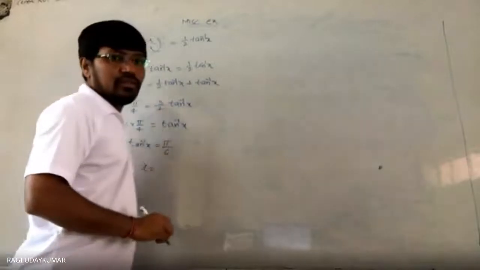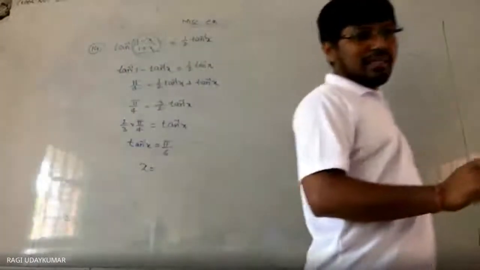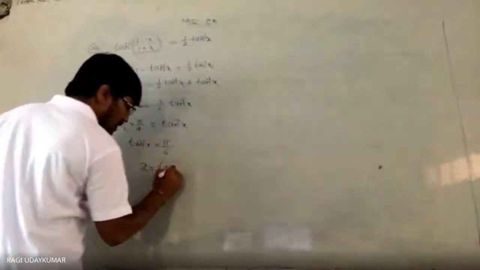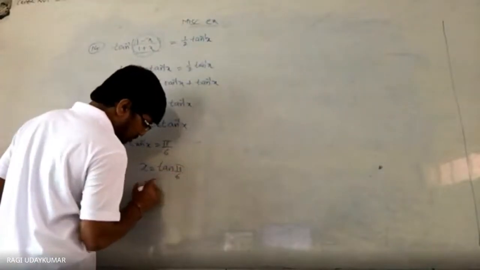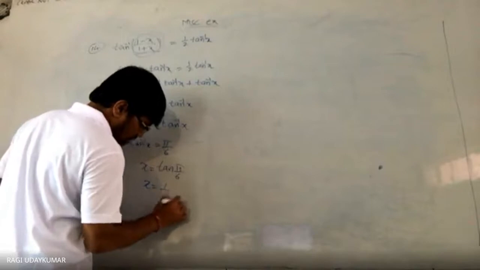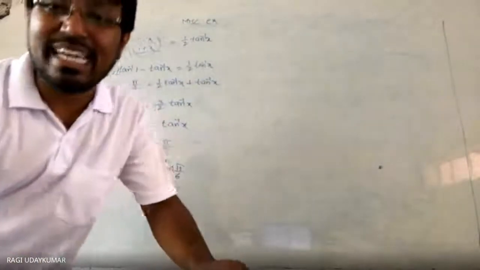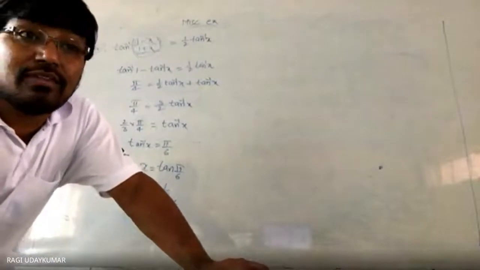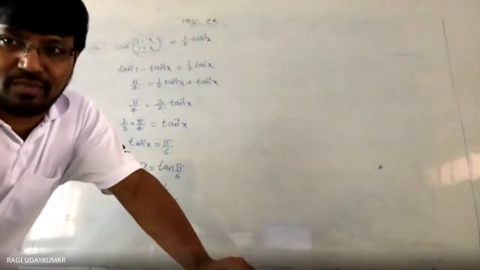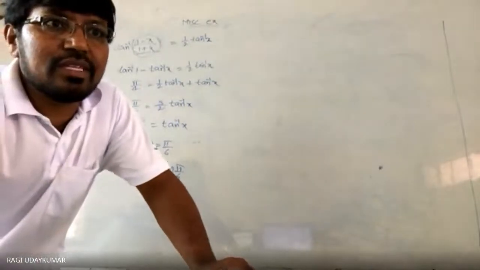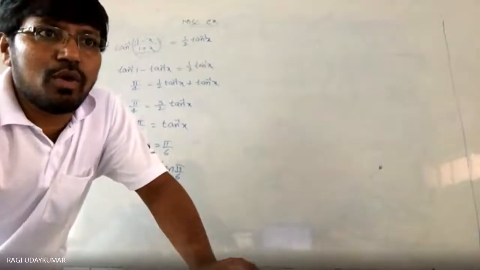So x is equal to tan pi by 6 now. X is equal to tan pi by 6. So the value of tan pi by 6 is equal to 1 by root 3. That's all. Solving the equation, these are inverse trigonometric equations. These are all. Okay. So like that, 15th and 16th problems, you try these problems.